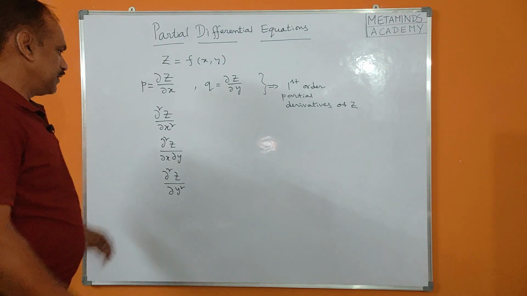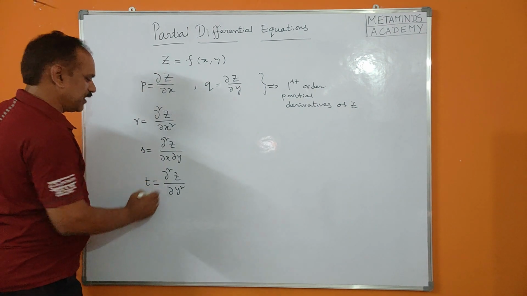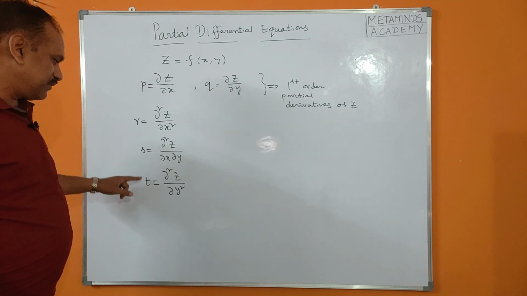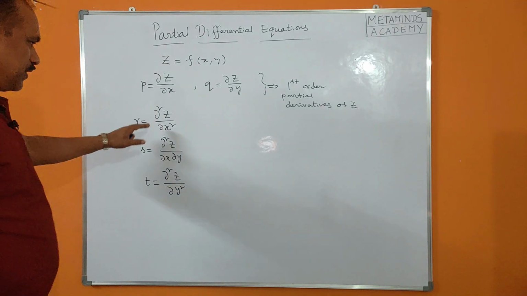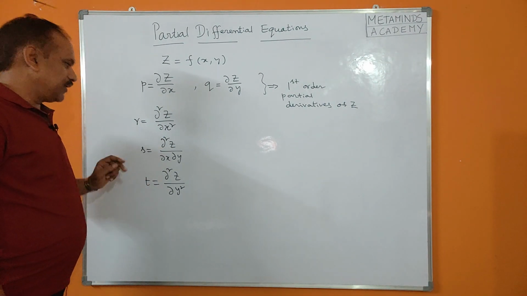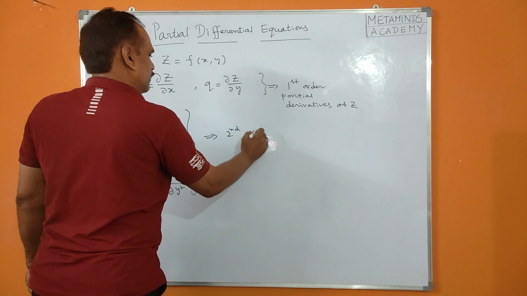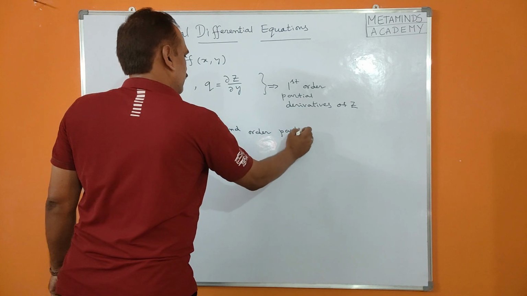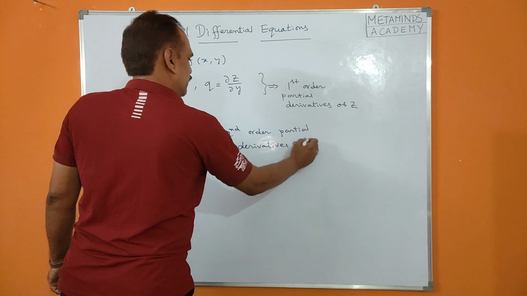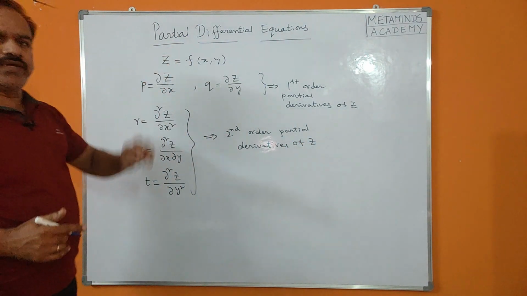So these three are called second order partial derivatives. These are denoted by r, s, t. These three partial derivatives of second order are denoted by r, s, t. These are second order partial derivatives of z with respect to x, y, that is, the independent variables.